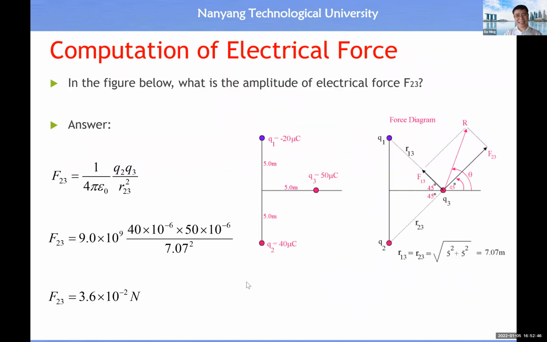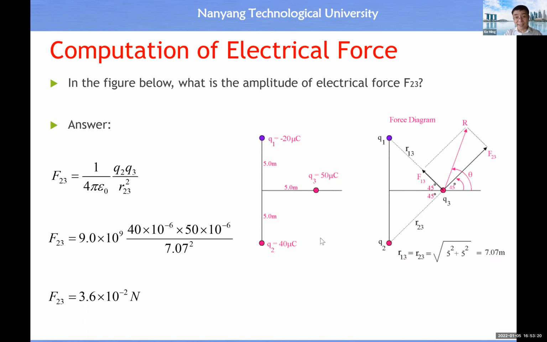Then in this case, for example, we know the position of 3 charges, and also we know the value of these charges. Then we should be able to know what should be the electric force acting on charge 3 by charge 2. So F23 means force acting on charge 3 by charge 2. If we know the distance between charge 2 and charge 3, then we directly apply this formula.